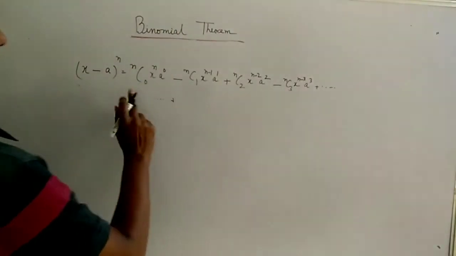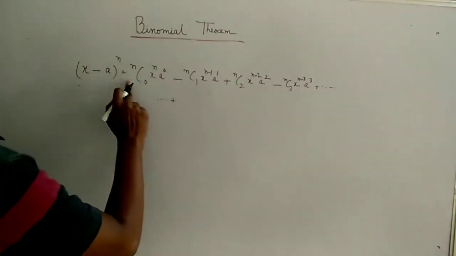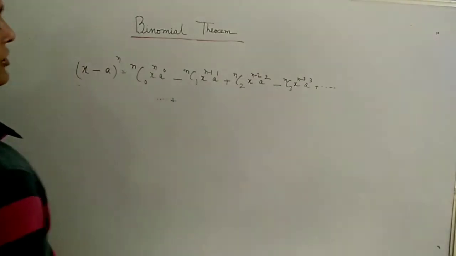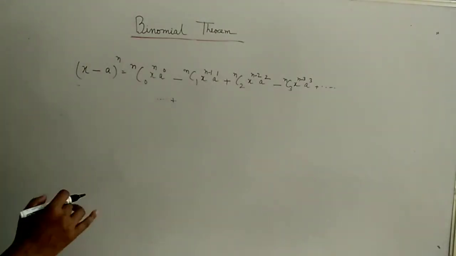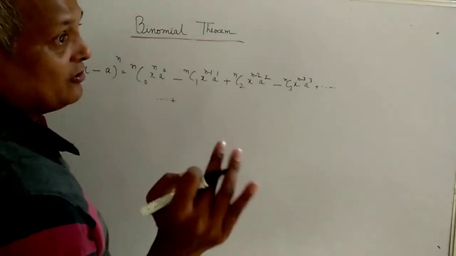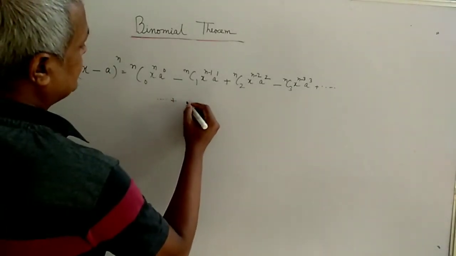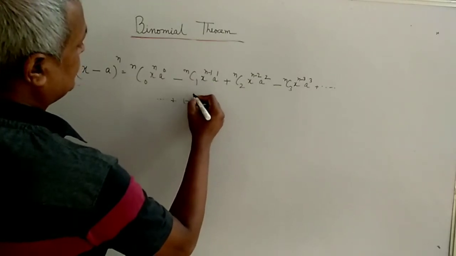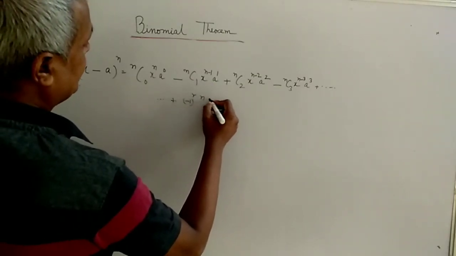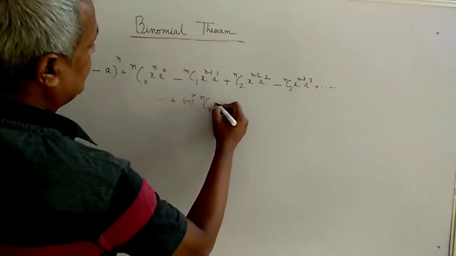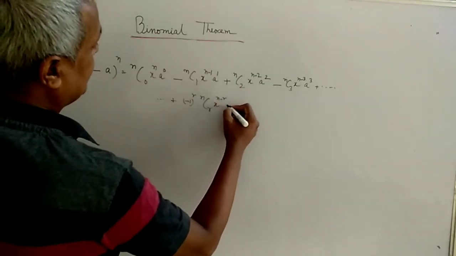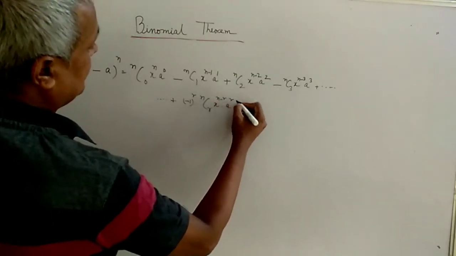So what will be the sign? Because alternately this is positive, positive, negative. So we do not know what will be the appropriate sign for the nth term, the rth term. So I write this as minus 1 to the power r, nCr x to the power n minus r and a to the power r.